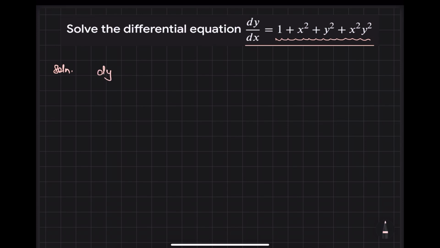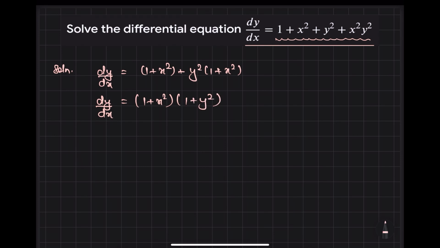So we got dy by dx equals 1 plus x square. Now if you observe, you can take y square common. So if you take y square common, you will be left with 1 plus x square. Done. Now we have 1 plus x square taken common and we have 1 plus y square. Look at this. You have segregated the x thing together and the y thing together. Correct?